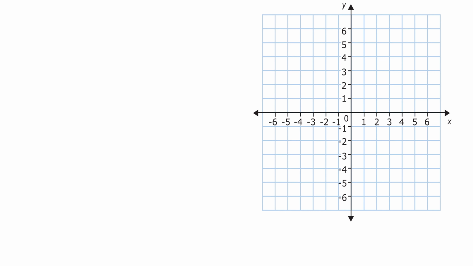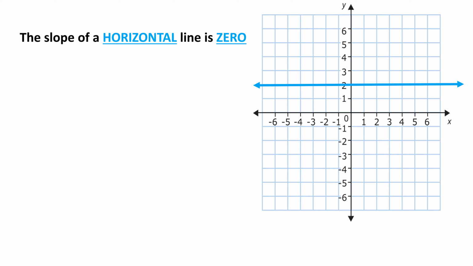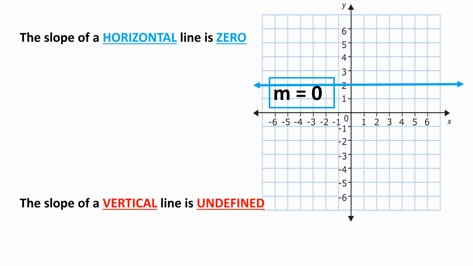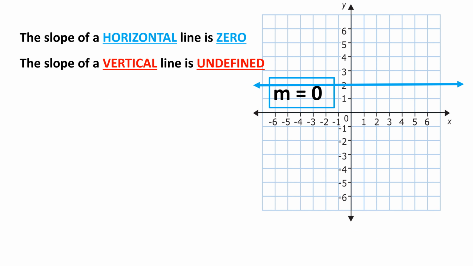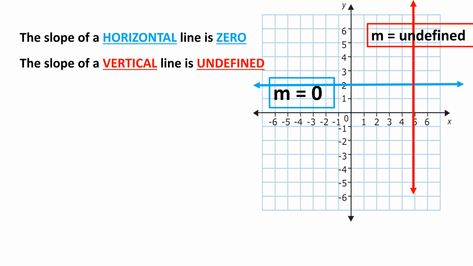Before an example, let us familiarize ourselves with the slopes of the following lines. For a horizontal line, the slope is 0, while for a vertical line, the slope is undefined. Why undefined? Because as you have seen in the line, we cannot tell where the line slants to. It's either left or right. That is why the slope is undefined.